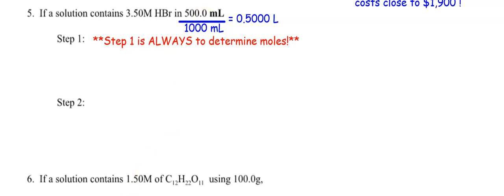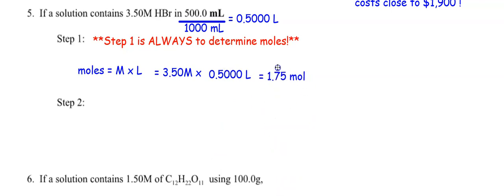Okay, so now I can do this. So moles is molarity times liters. That's why I had to do it. So it's 3.50 molar times 0.500 liters. And when I multiply those together, I get 1.75 moles.